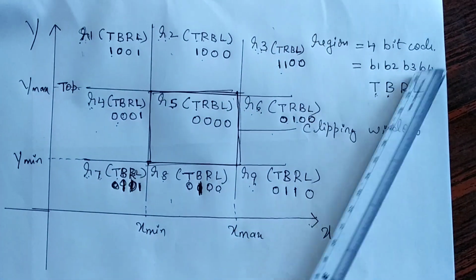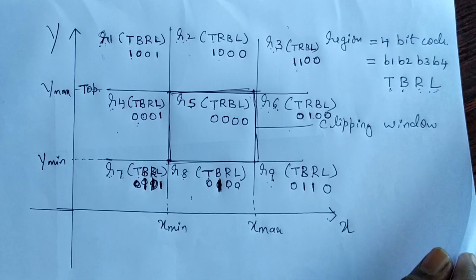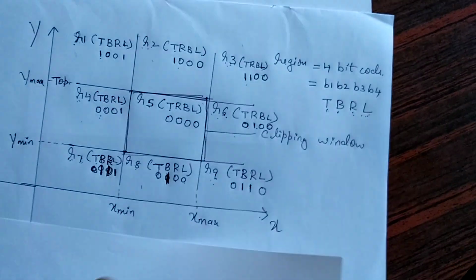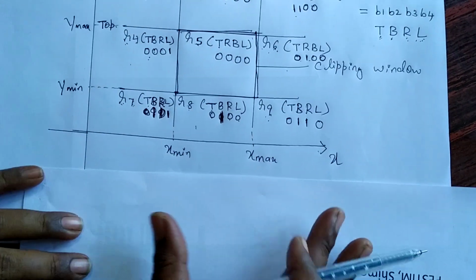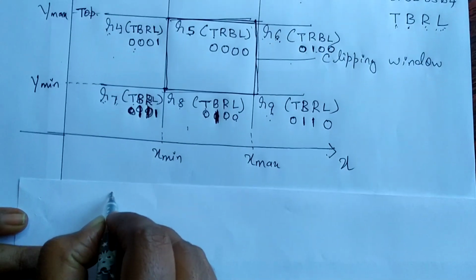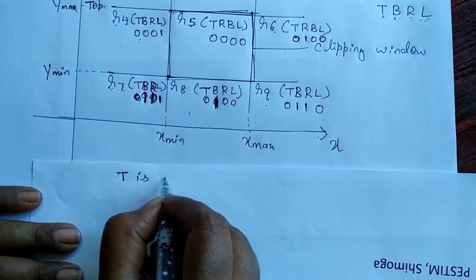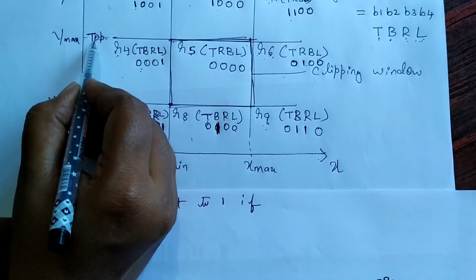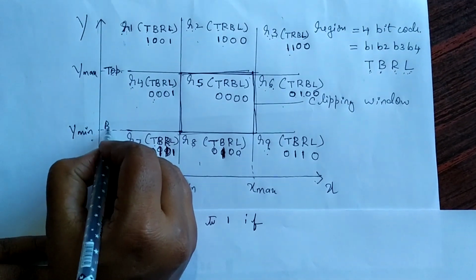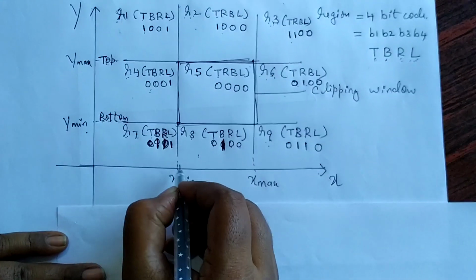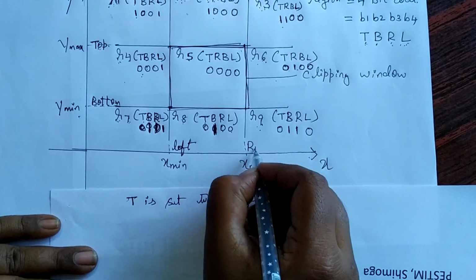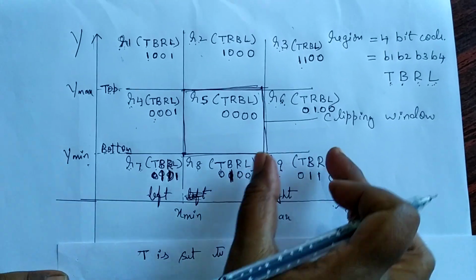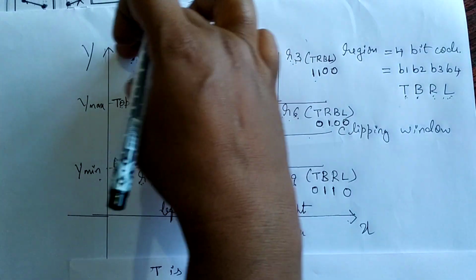Now we will check these bits in another way with the following conditions. The top bit will be set to 1 if this is our top, along the y-axis, and this is the bottom. Left will be this side: left side of the window, right side of the window, bottom of the window, top of the window.